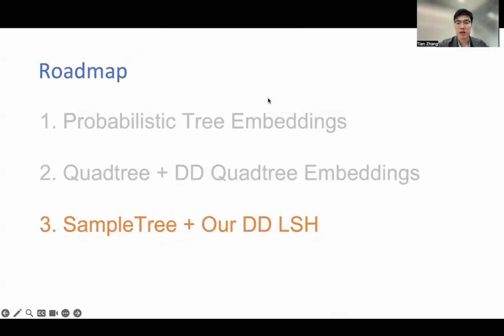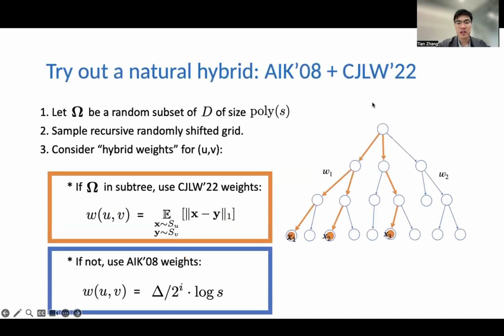Okay, finally, I can talk about how we overcame the difficulties. So how about we just try a natural hybrid of the AIK and the CJLW tree embeddings? So consider the following algorithm that constructs a tree embedding. We first randomly sample a subset from the original data set of size poly S. Then we're gonna run the meta tree embedding algorithm to split the original L1 space into cubes. Then we get a tree structure.